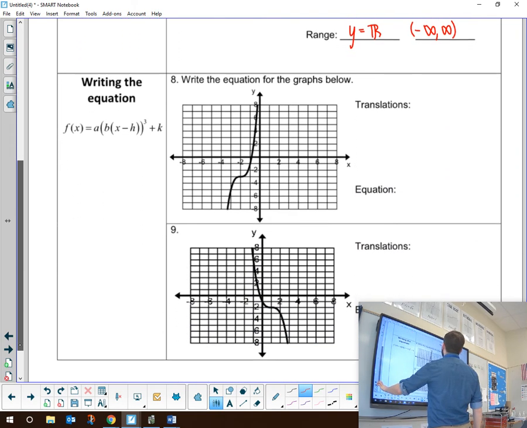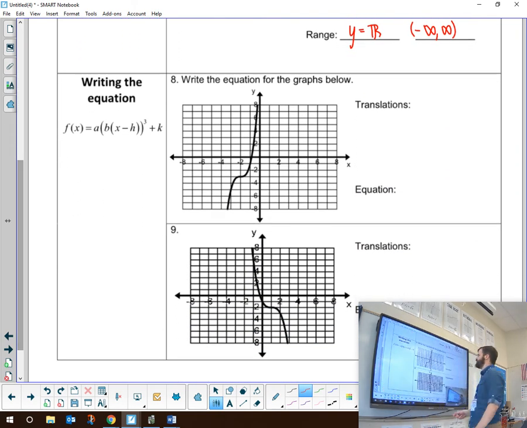We're going to write the equations from the graph. So we're going to talk about these translations. So first off, we can see that my center has shifted to the left 2 and down 3. So that's my transformations, to the left 2, down 3.